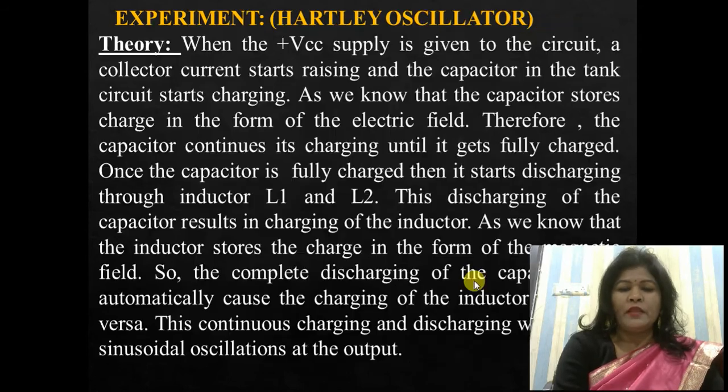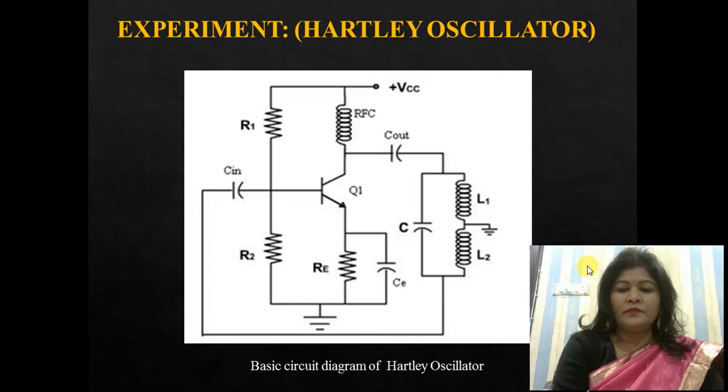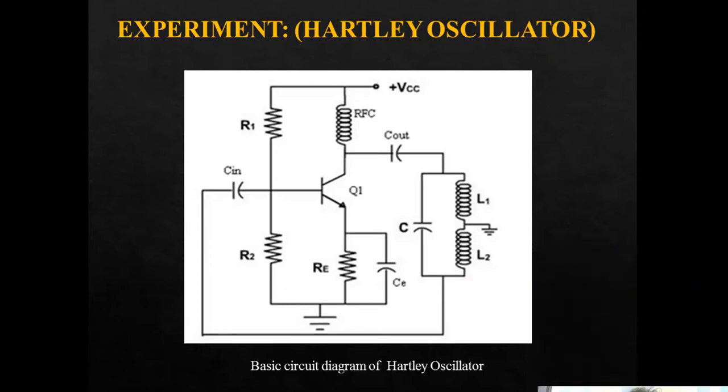In this Hartley oscillator, the resistances R1, R2 and RE provide the necessary bias condition for the circuit. The capacitor CE provides AC ground, thereby preventing any signal degeneration. It also provides temperature stabilization. The capacitors C in and C out are used to block DC and to provide an AC path.